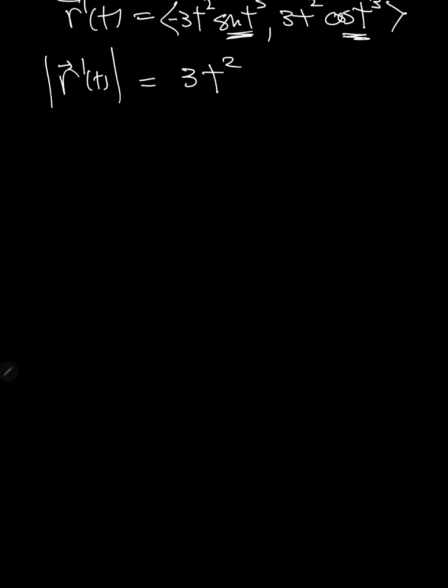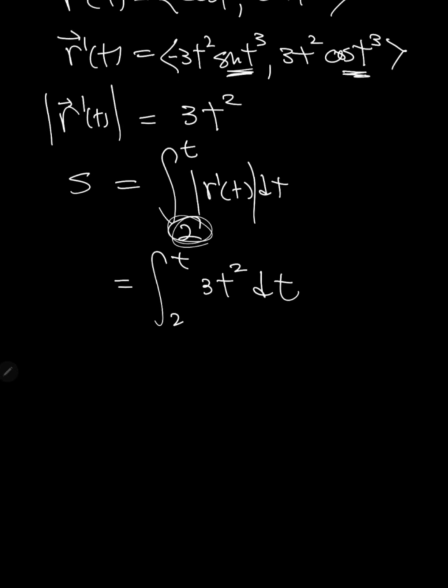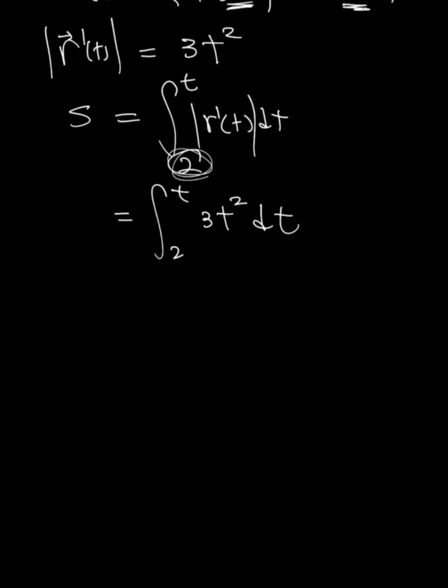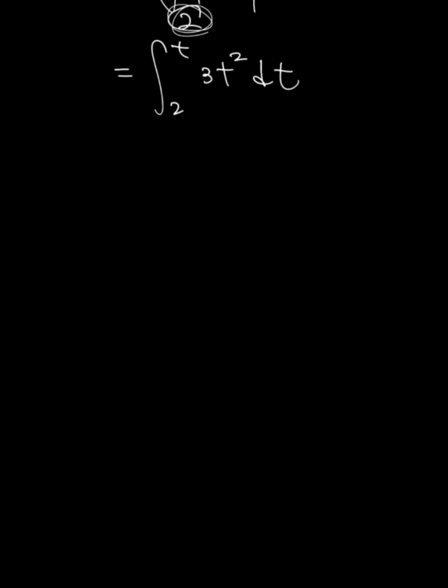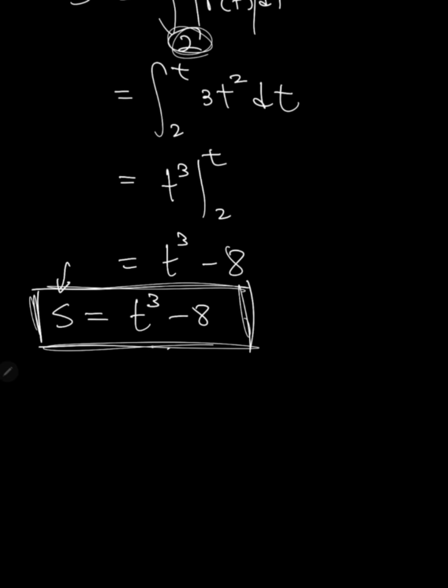Let's do arc length parametrization based on this parametrization right here. s equals the integral from 2 to t of the absolute value of r prime of t dt. That's the integral from 2 to t of 3t squared dt. And we're using 2 here because, perhaps for whatever reason, we wanted s equals 0 to correspond to t equals 2. So this is going to be t cubed from 2 to t, which is t cubed minus 2 cubed, which is 8. So my new arc length parametrization is s equals t cubed minus 8. You can see when t is equal to 2, I get 2 cubed minus 8, which is 0.